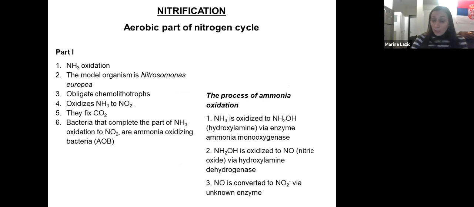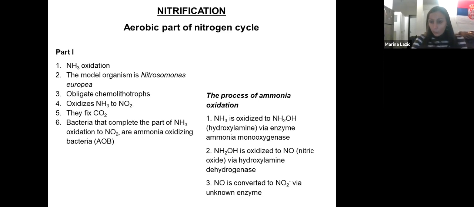Nitrification is aerobic, so this is like a mini summary. Nitrification is the aerobic part of the nitrogen cycle, and ammonia oxidation is completed by AOBs. An example is Nitrosomonas europaea. These organisms are chemolithotrophs, so they oxidize ammonia, an inorganic compound, to get energy. They oxidize NH3 to NO2 minus. They also fix carbon dioxide. So these bacteria are called ammonia oxidizing bacteria.